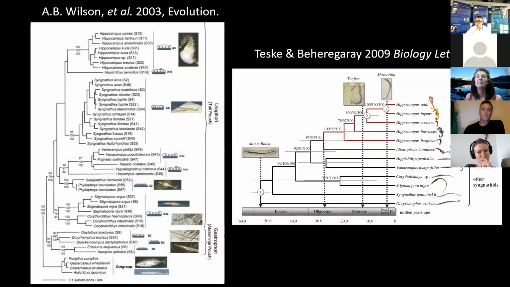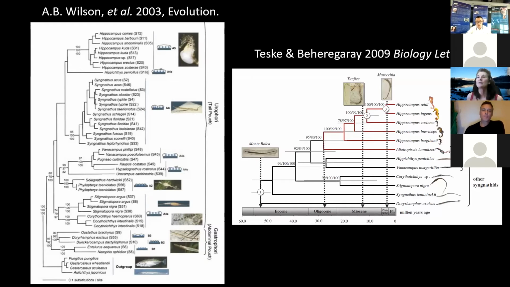That was followed in 2009 by another study by Peter Teske and his colleague, Dr. Baragaray, and they were looking at sort of the timing of major branching patterns. You can see that there's very few species that are sampled here, but there are fossils mapped onto the branching pattern of those trees.